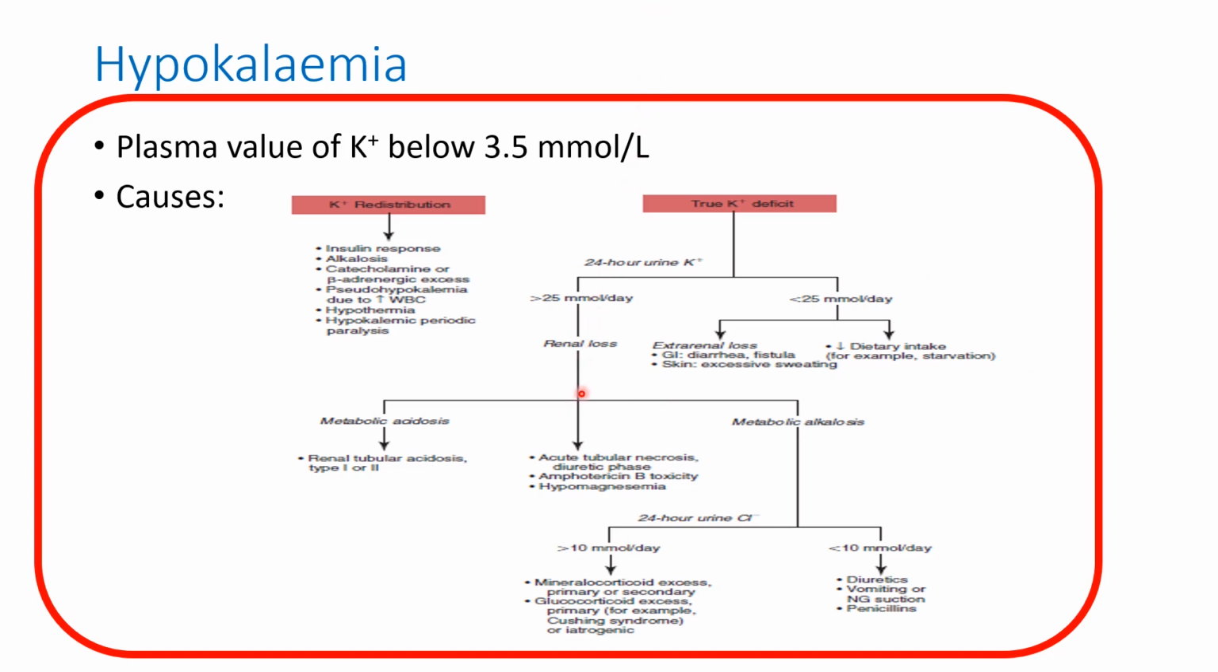The renal losses are associated with either metabolic acidosis, acute tubular necrosis, or metabolic alkalosis, and the different causes under each section have been listed as shown.